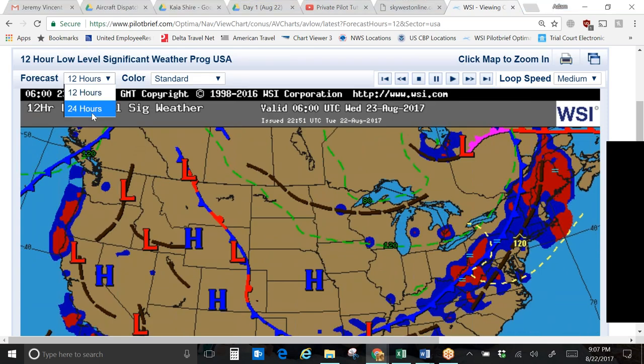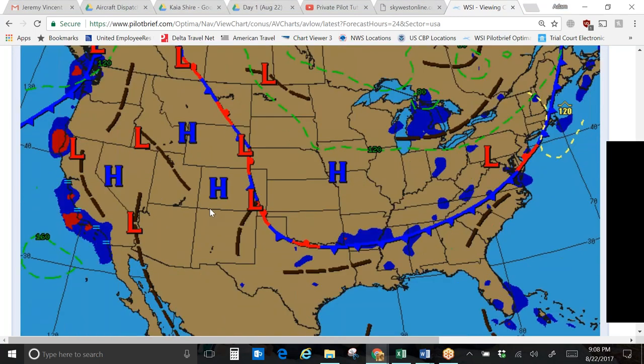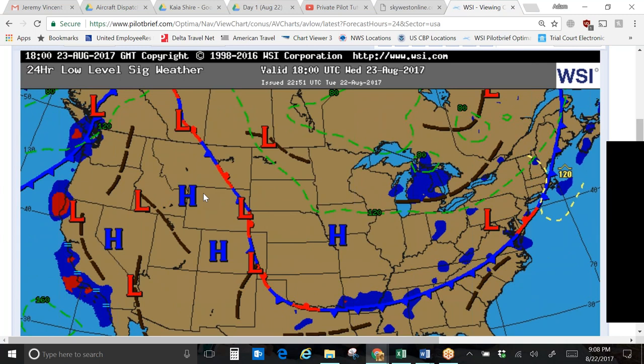So you can go out and change this. You want to go 24 hours, you can look at 24, and it'll change everything for you, what things are supposed to look like 24 hours from now. You can see things kind of shifted. You can see there should be marginal VFR and IFR conditions along the coast of California from San Francisco all the way down to San Diego, going into even northern Mexico. But anyway, that's all that this is. It's just in the future.